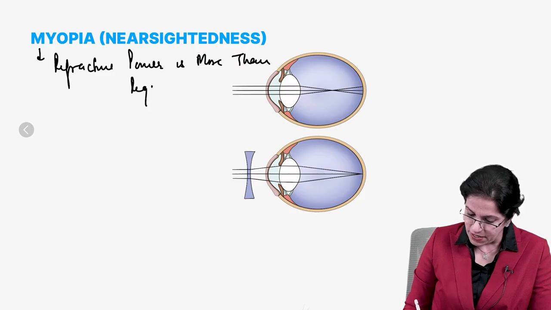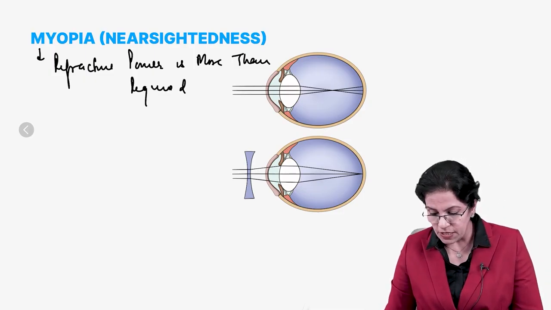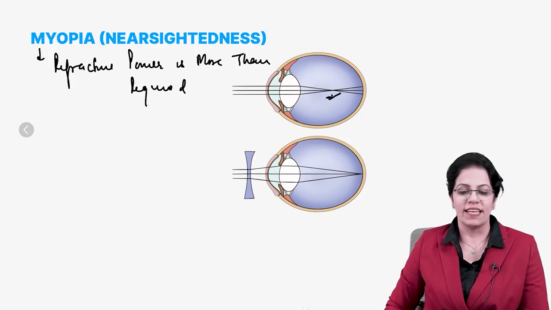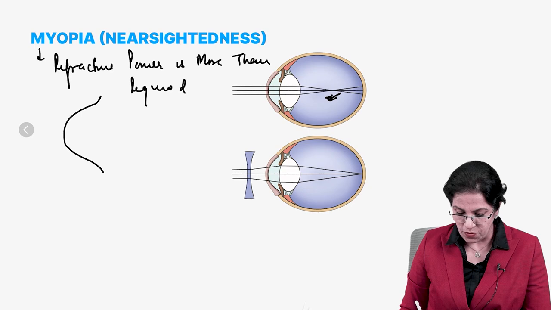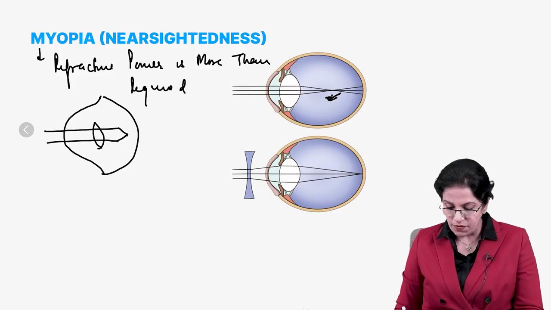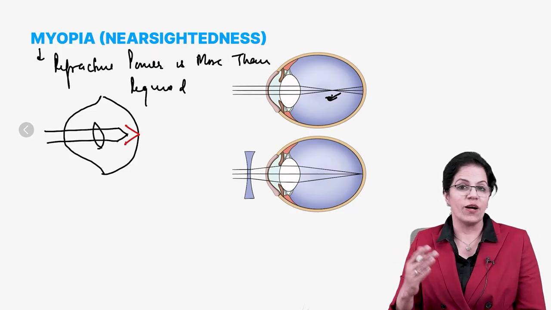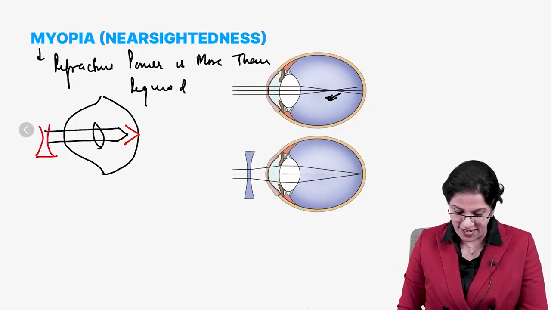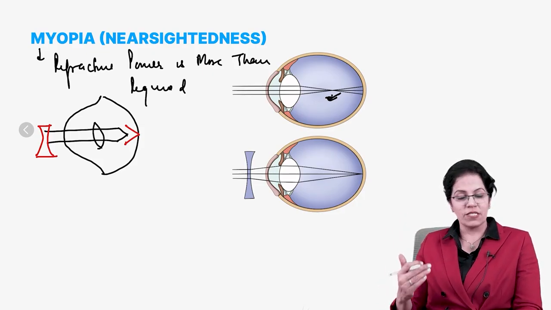So when the refractive power is more than required, what will happen? Too much of power, the bending is too much and it is going to bend even before reaching the retina, as you can see here, isn't it? So the light rays, if you want to draw it for yourself, are focused in front of the retina. So I need the focusing here, isn't it? So what do I do? I have to decrease the power. How do you decrease the power? By using concave lenses.